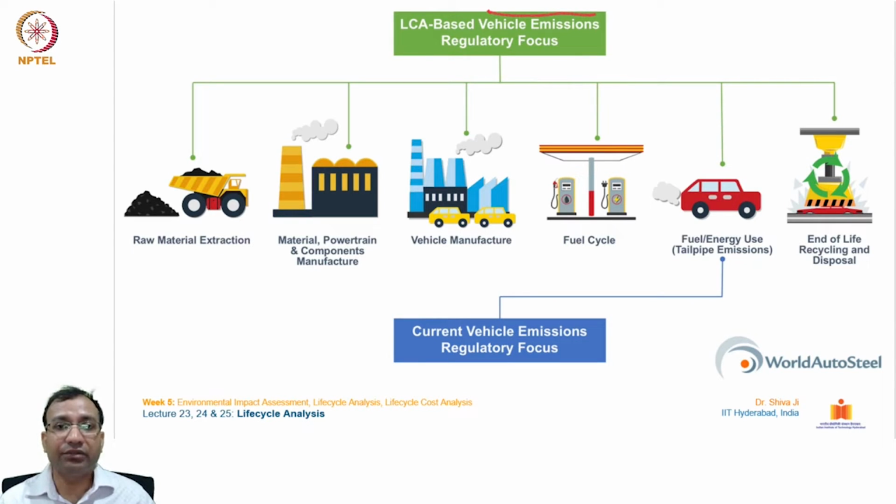So if you see here, the blue box says about the current vehicle emission regulatory focus. The focus over here is on improving the emission part of it. If we focus on improving the emissions, you may have heard of the different Bharat emission stages, Bharat emission stage 1, 2, 3, 4, 5. There are several stages, and these stages lay down the maximum permissible limit of the emissions of different compounds which come out of the combustion engine.